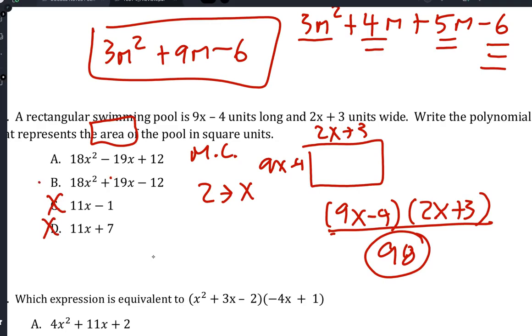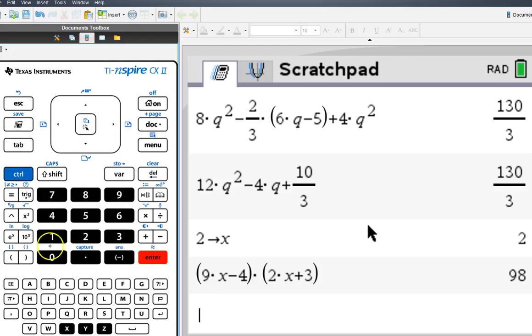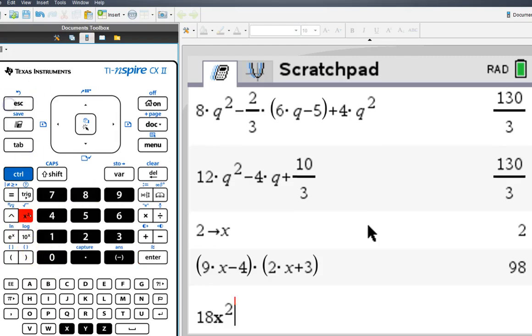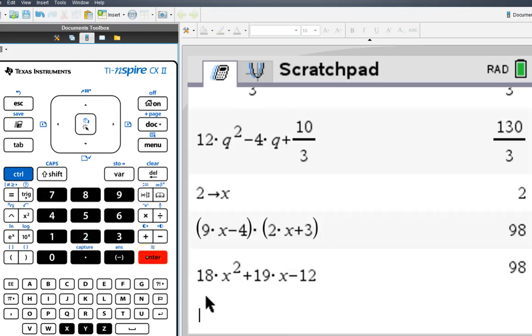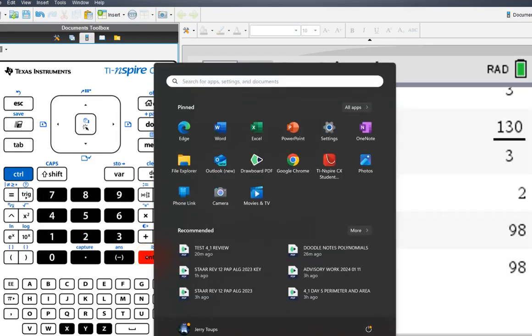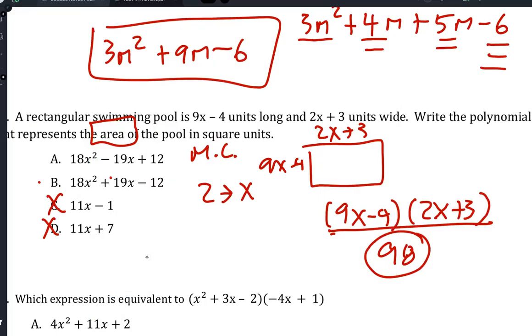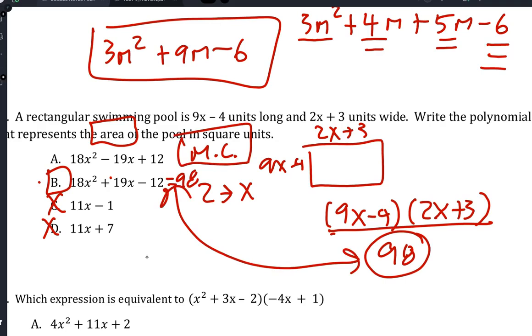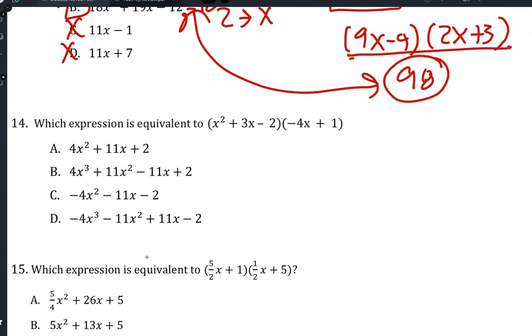So let's type in B. B is 18x squared plus 19x minus 12. So 18x squared plus 19x minus 12, and ding, ding, ding, I get the 98, don't I? So I'm going to go to my paper. This is equal to 98. That's the right answer. Check mark, okay? All you got to do is store. If it's multiple choice, store the x and work this out. It's easy, easy, easy.